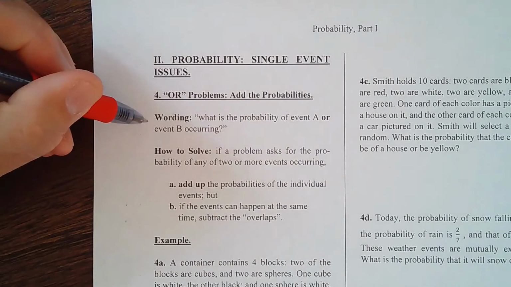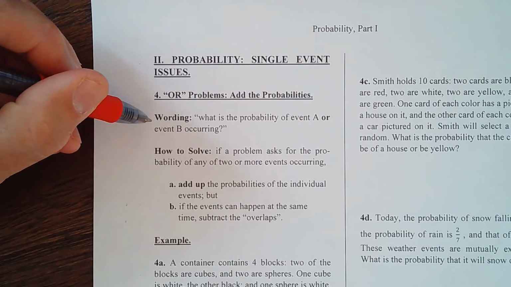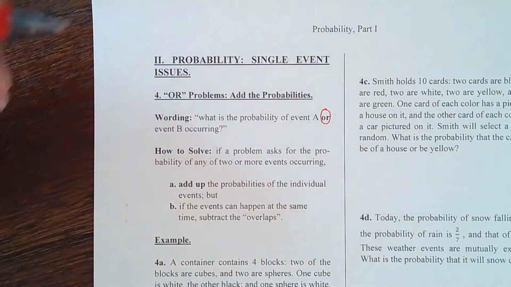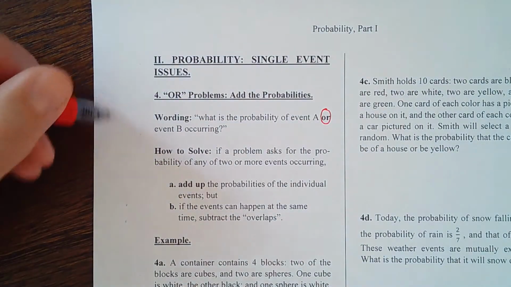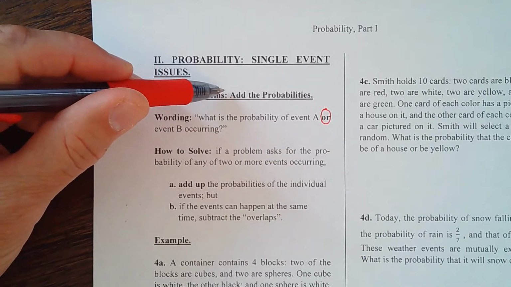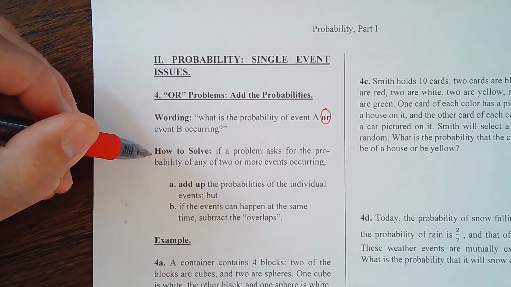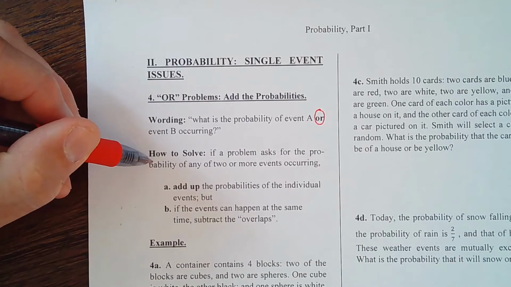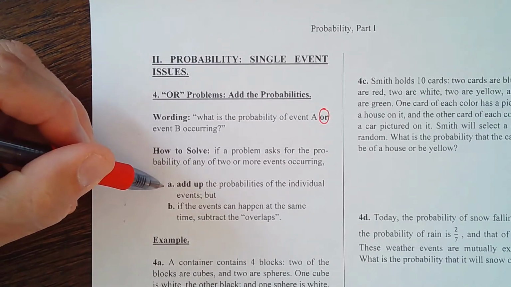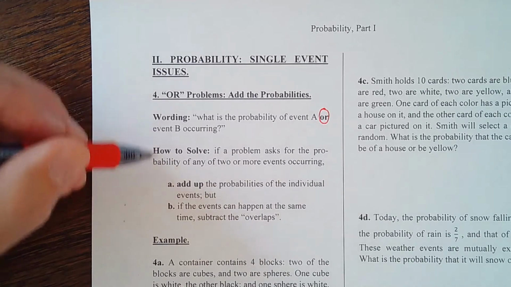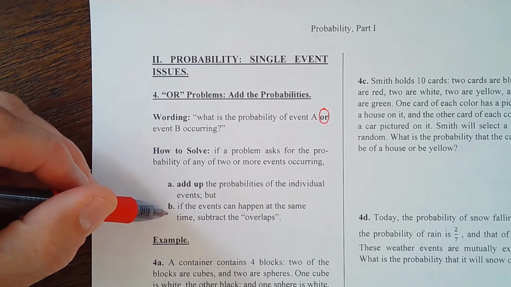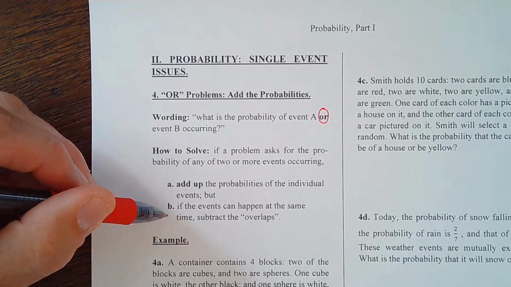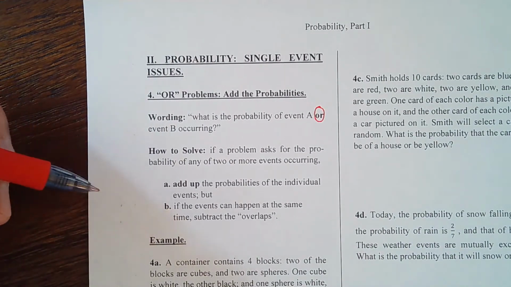So the classical wording is, what is the probability of event A or event B occurring? Well, the short answer is you just simply add the individual probabilities. How to solve: if a problem asks for the probability of any of 2 or more events occurring, add up the probabilities of the individual events. But if any of the events can happen at the same time, you have to subtract the overlaps. Well, what do we mean by that? Let's take a look at an example.